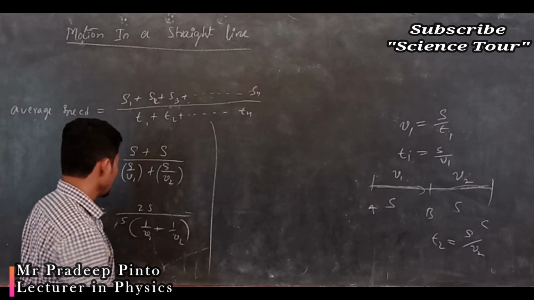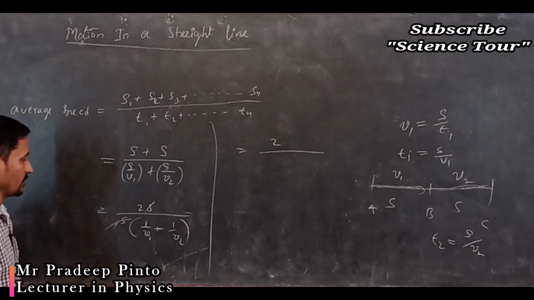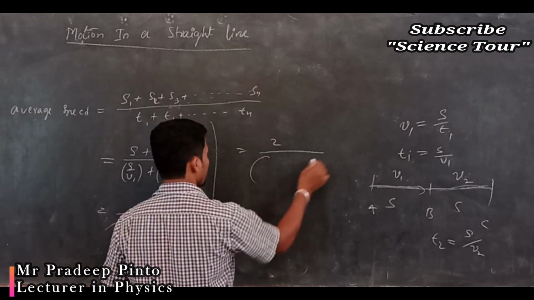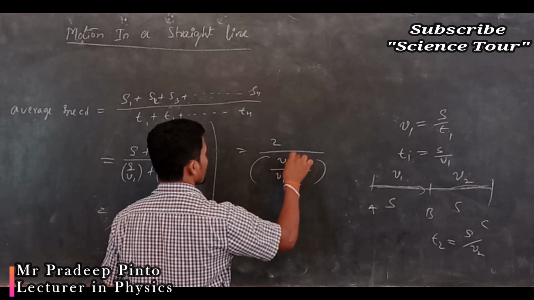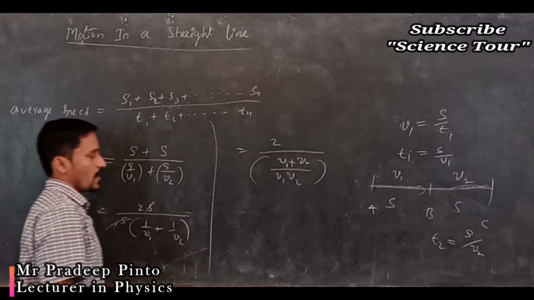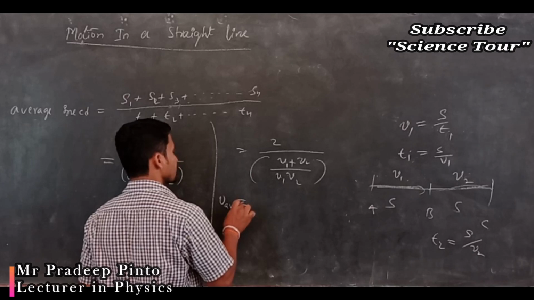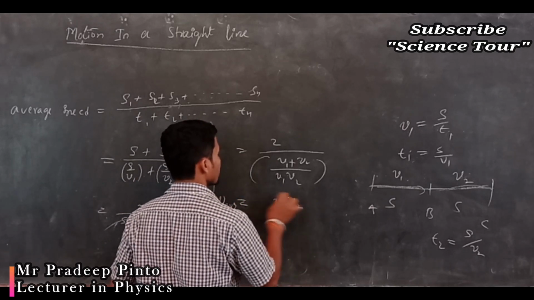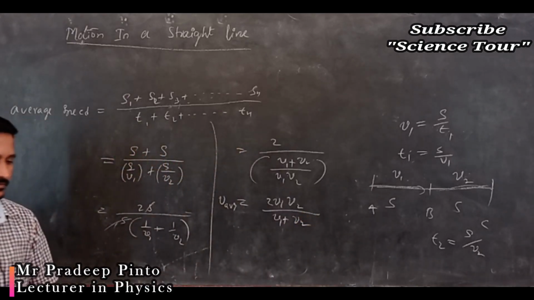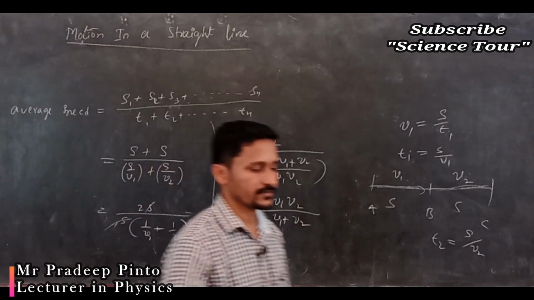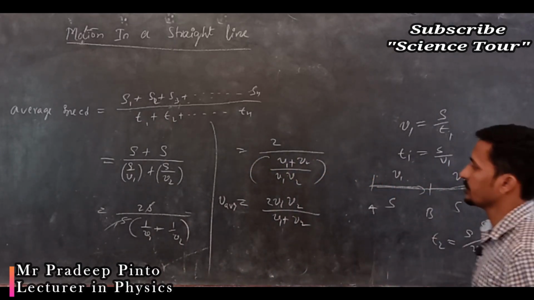S and S cancel, which is equal to 2. So what are you going to get? 2 divided by, taking the common denominator, V1 V2 divided by V1 plus V2. Now what is the answer? Taking the reciprocal, average speed is nothing but 2V1V2 divided by V1 plus V2. In that way, this is what you are going to get, right? So this is the formula.